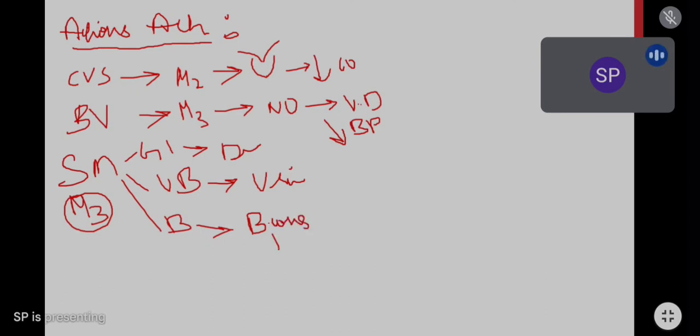And through that, what happens? It will cause shortness of breath. Dhyan se suno sab log.